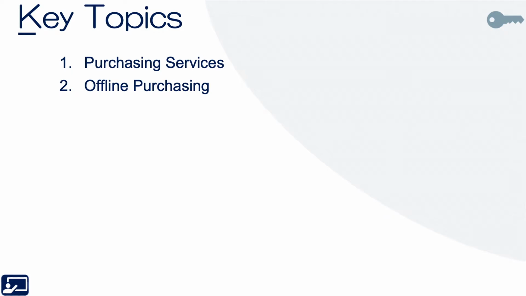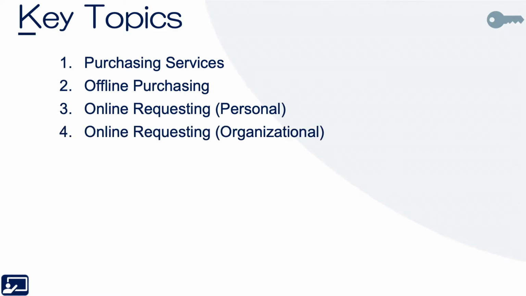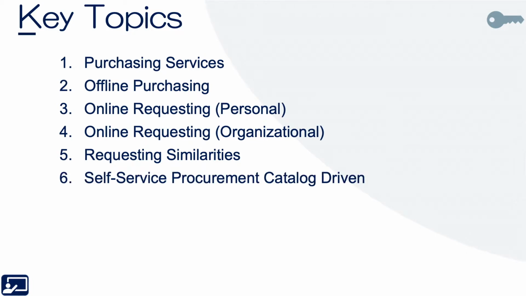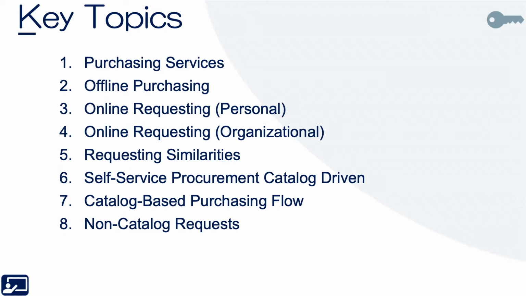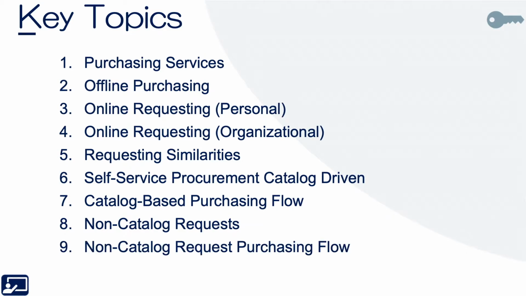Key topics for this lesson are as follows: purchasing services, offline purchasing, online requesting, personal requesting, online organizational or corporate requesting, requesting similarities, self-service procurement, catalog-driven, catalog-based purchasing flow, non-catalog requests, and finally, non-catalog request purchasing flow. All right, lots to cover.